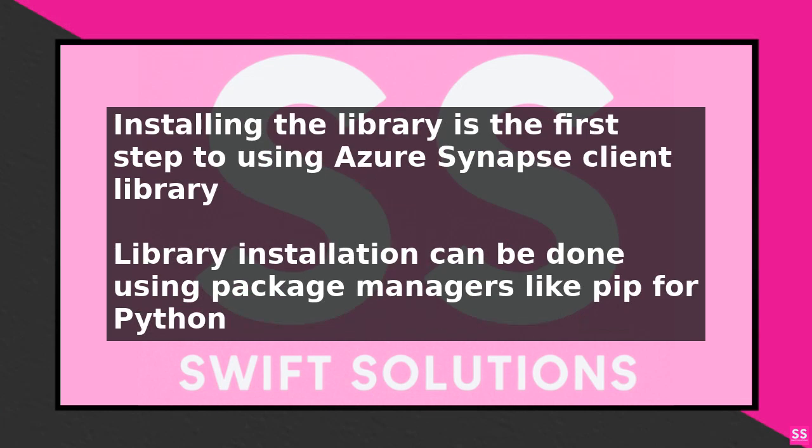Step 2. Authenticating with Azure Synapse. After installing the library, you need to authenticate with Azure Synapse to access its services. You can authenticate using a service principal, username and password, or managed identity. It is recommended to use a service principal for authentication as it provides more security and flexibility.